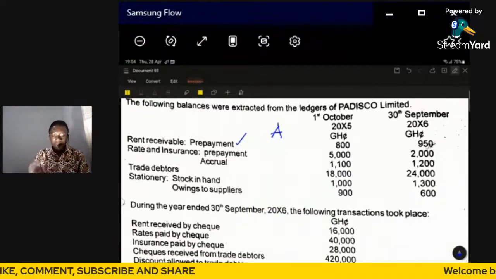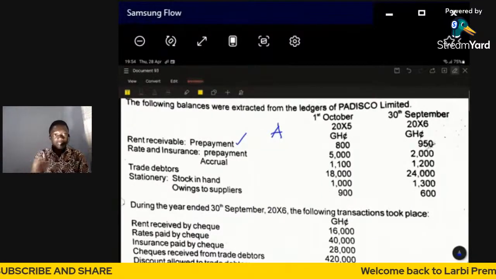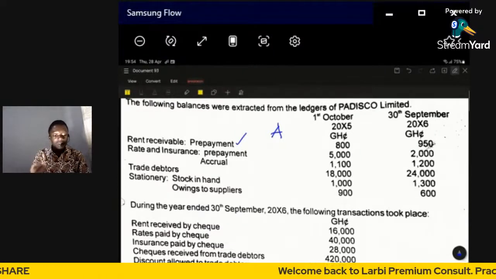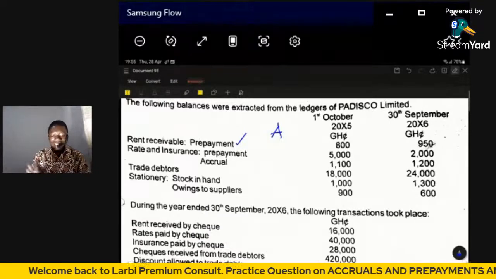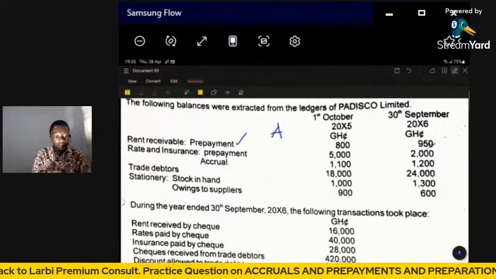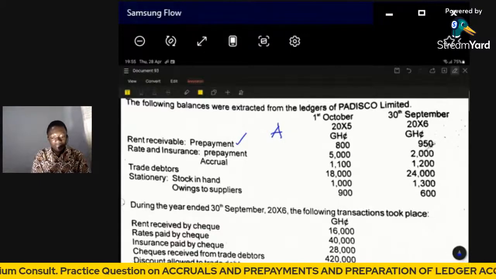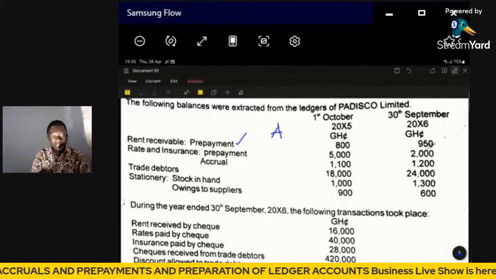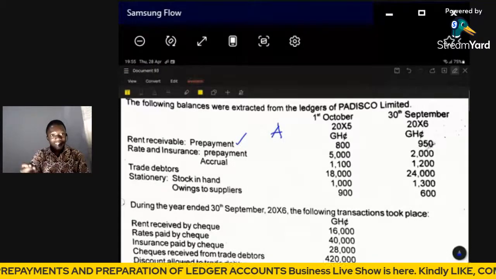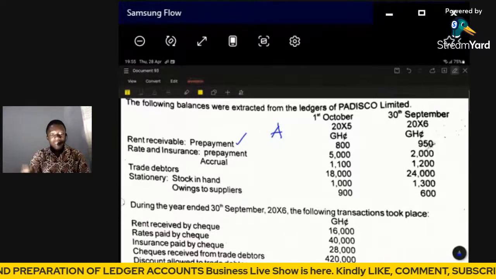But since Padisco is going to receive that money in the form of income, you are going to call it rent receivable. In this case, it is a tenant that pays to Padisco. So this rent receivable that you see as prepayment here becomes a liability to Padisco. But to the tenant, it becomes an asset, more like a current asset.